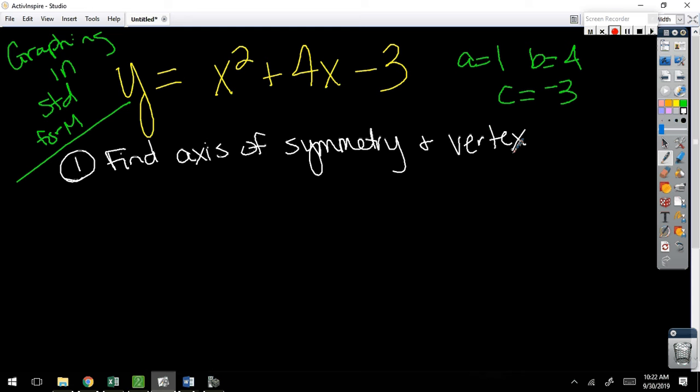I'm going to give you a little formula to find the axis of symmetry. Now, if it's a vertical line, then it's in the form of what? How do you write the equation of a vertical line?